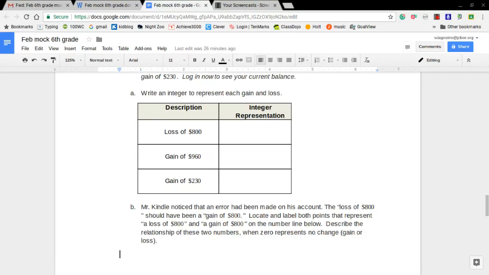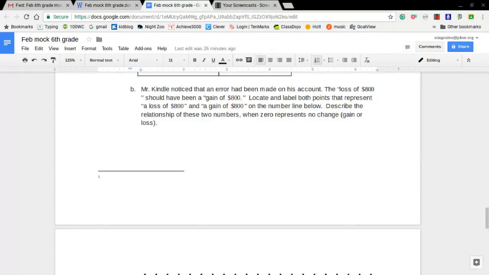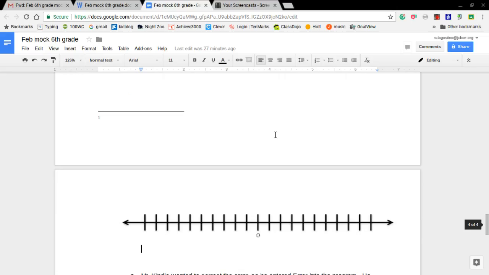B, Mr. Kindle noticed that an error had been made on his account. The loss of $800 should have been a gain of $800. Locate and label both points that represent a loss of $800 and a gain of $800 on the number line shown below. Describe the relationship of these two numbers where 0 represents no change, gain, or a loss. Use the following number line.